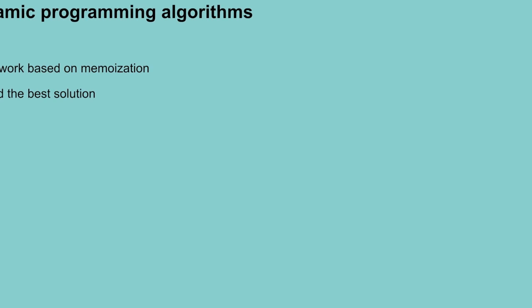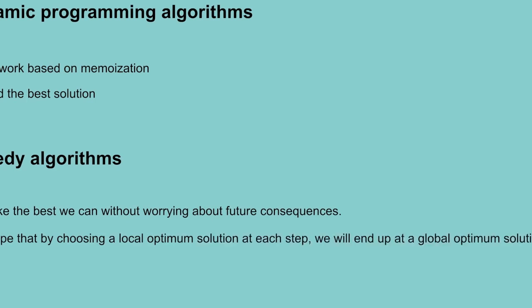The next type of algorithm is greedy algorithms. These algorithms are also for finding the best solution. They work well for optimization problems. A greedy algorithm works in phases. At each phase, we take the best we can without worrying about future consequences, and we hope that by choosing a locally optimal solution at each stage, we will end up at a globally optimal solution.